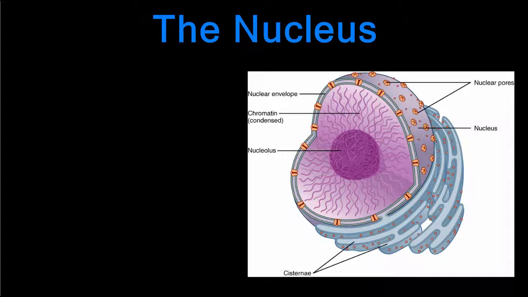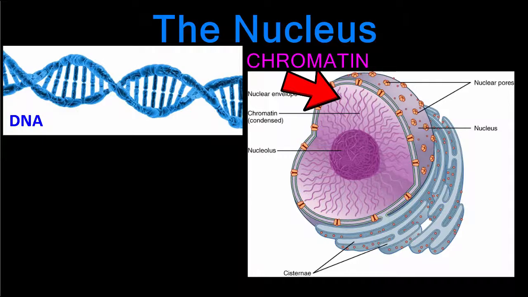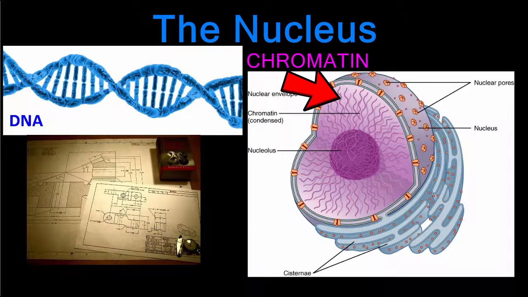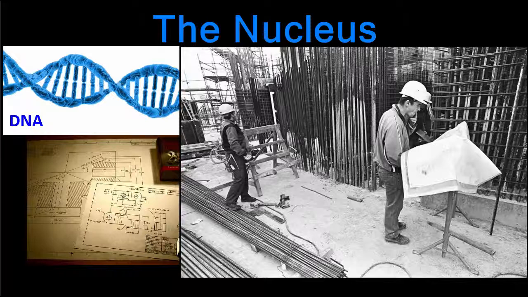The job of the nucleus is to store the cell's genetic material. That genetic material can be seen in this picture as thread-like structures called chromatin. The chromatin is made up of DNA, which is like a blueprint used in construction. It contains all the instructions for building and running the cell.